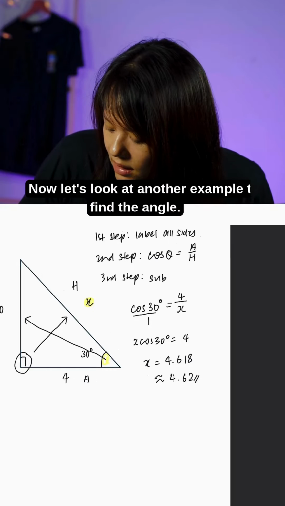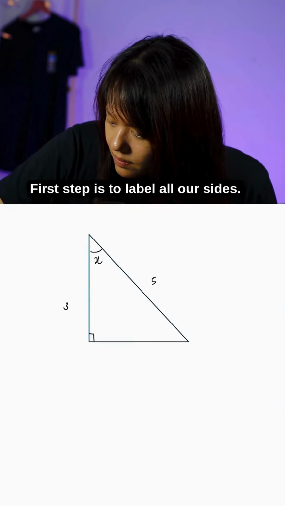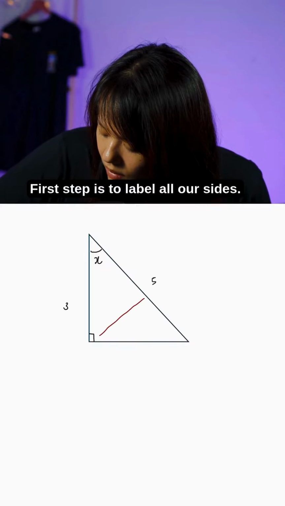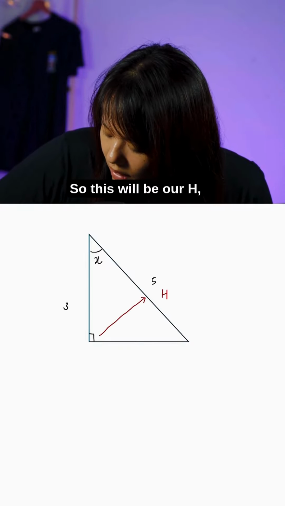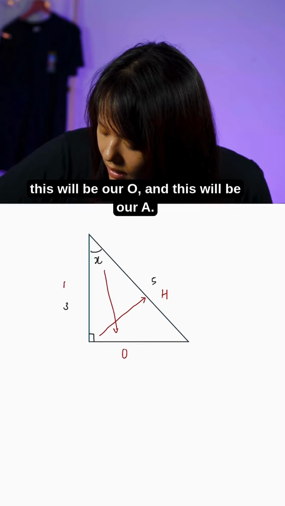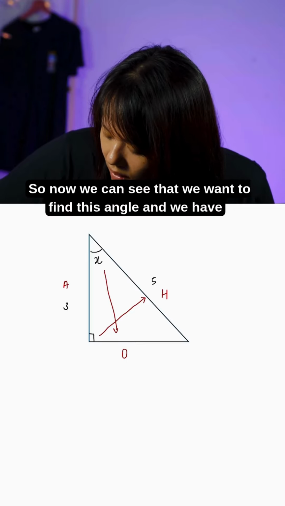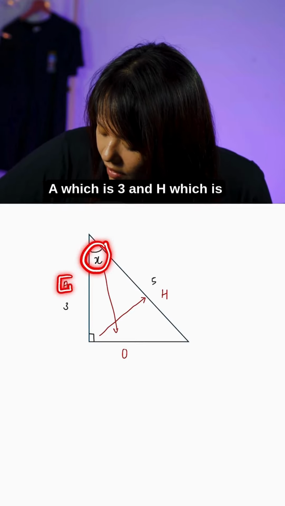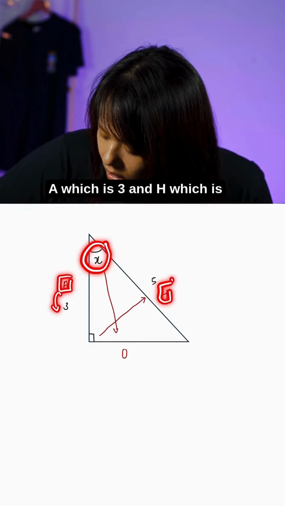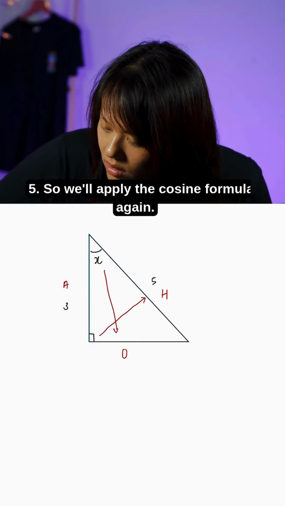Now let's look at another example to find the angle. Same thing. First step is to label all the sides of the triangle. So this will be our H, this will be our O, and this will be our A. Now we can see that we want to find this angle, and we have A, which is 3, and H, which is 5. So we'll apply the cosine formula again.